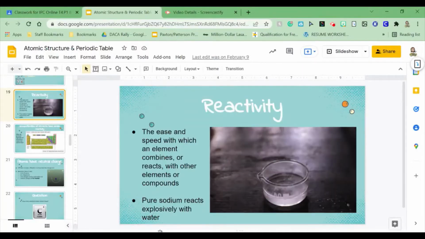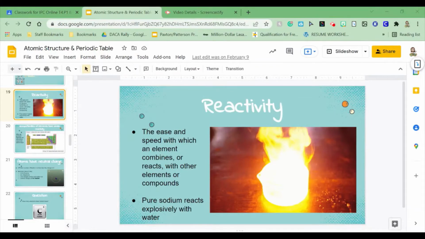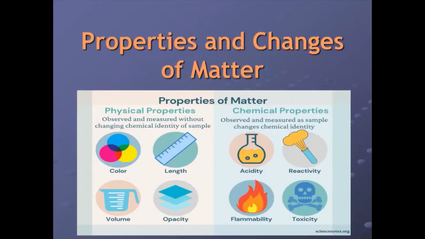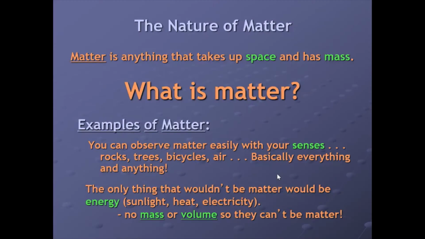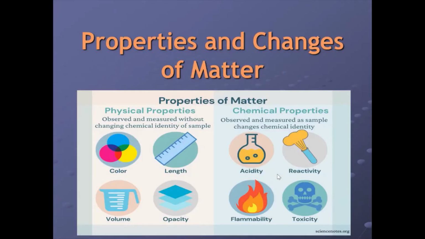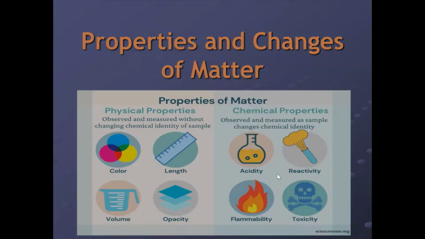Let's go back here to the PowerPoint presentation. In terms of reactivity, again, that is a chemical property, and then flammability. Flammability is the ability of something, how likely it is to burn, and then toxicity, how poisonous something is. These all have to do with the chemical identity of a substance.